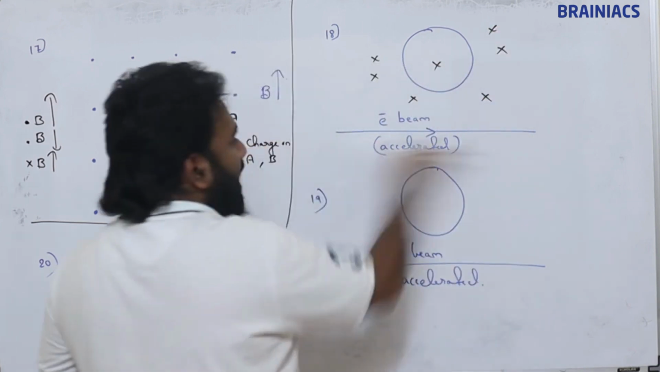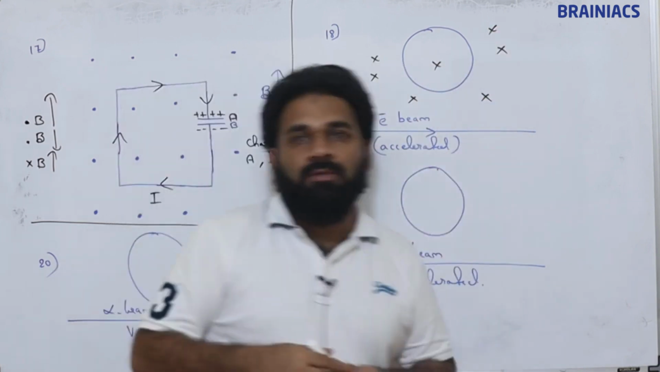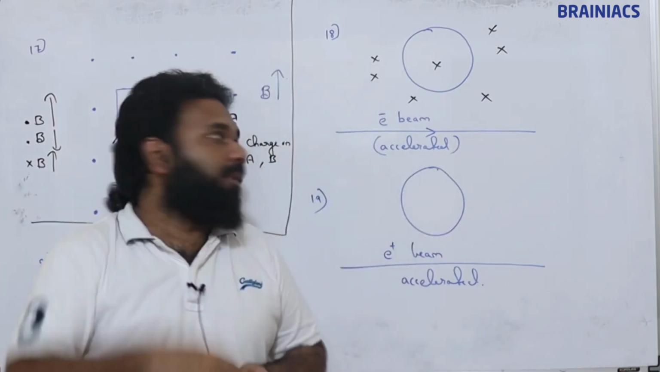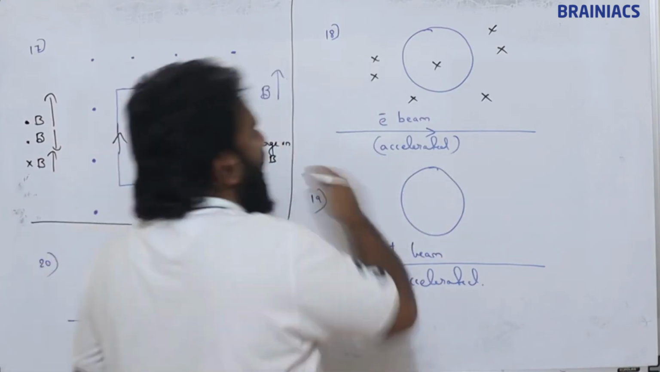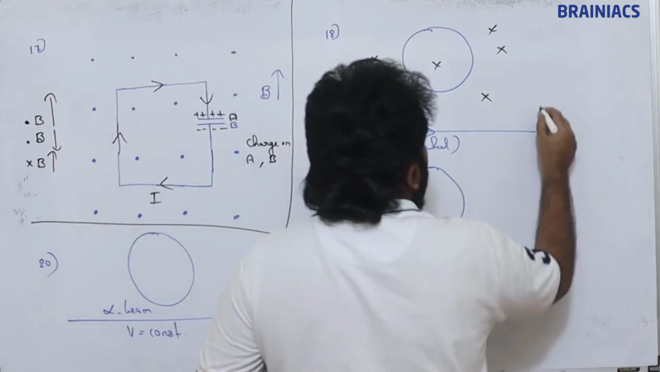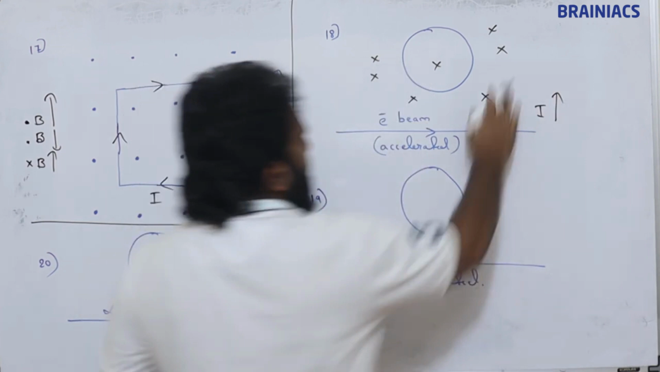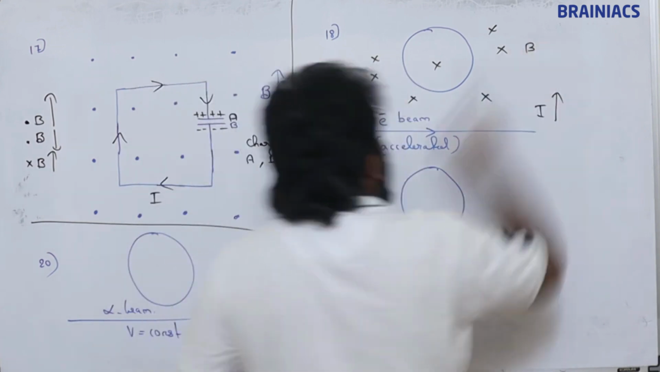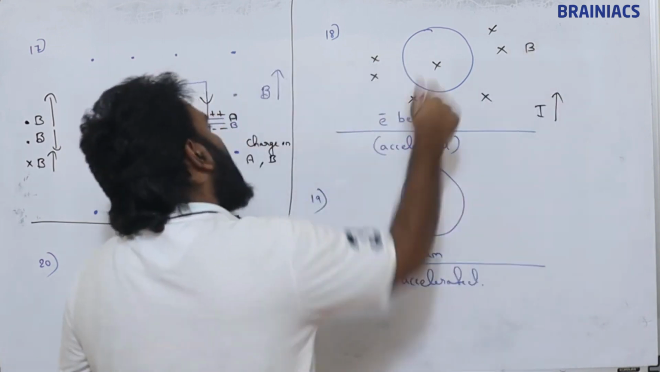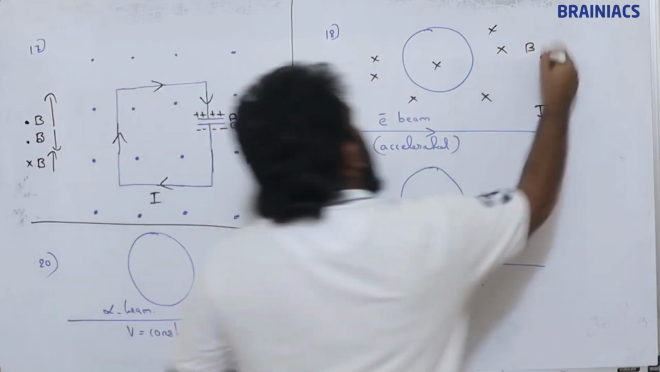Right? And this is accelerating. Accelerating means more will be coming, which means the current will be increasing. Accelerating means current will be increasing. So the cross magnetic field is increasing.